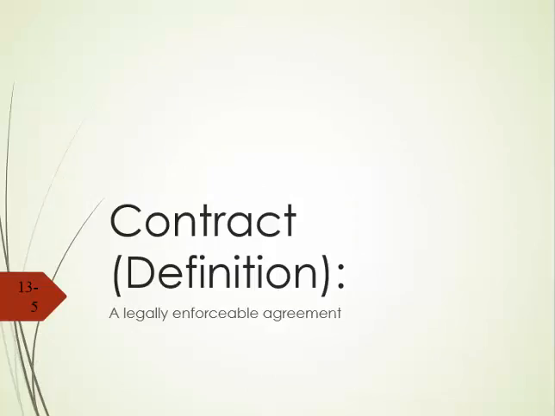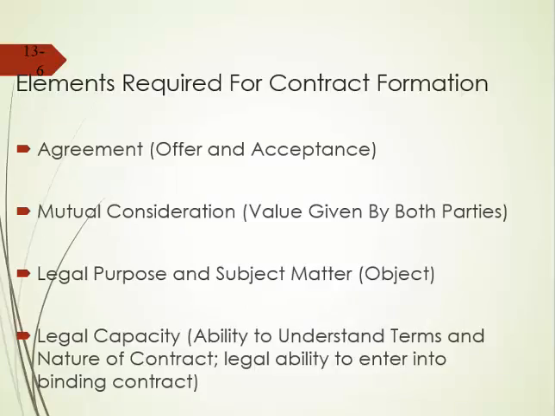So, a contract is defined as a legally enforceable agreement. So, it can't be illegal, and it has to be enforceable, and there must be an agreement, which means there's probably 2 or more parties, unless you are entering into a contract with yourself, which you might do, but that won't be legally enforceable. So what are the elements required for contract formation?